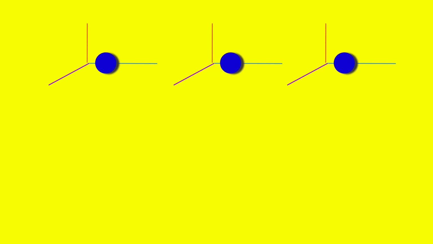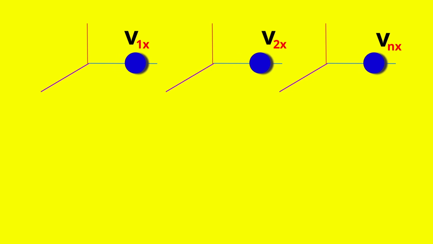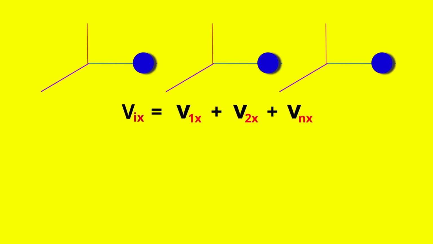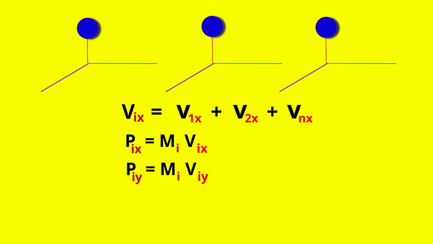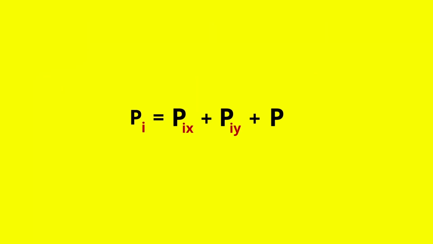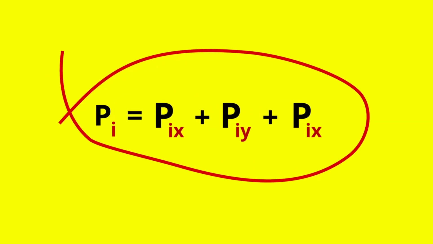Now we add all the velocities on the x-axis for all the particles moving in the 3D space to calculate the momentum of all particles in the x-axis. Similarly, we do it for the y and z axes. Then we add all the momentum to calculate the combined momentum of the system.